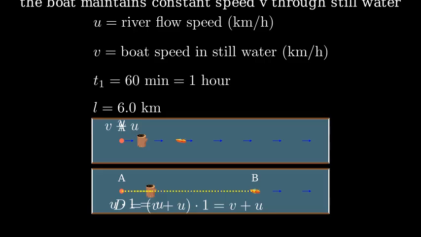Let's calculate how far the boat has traveled downstream in this time. The boat's downstream speed is v plus u, and the time is 1 hour. So the distance traveled downstream is v plus u times 1, which equals v plus u kilometers. Let's call this turning point B.